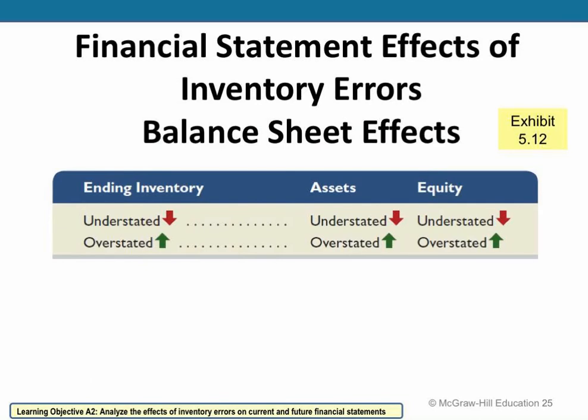And for the balance sheet effect, understating the ending inventory is also going to understate our total assets, which, with liabilities being set, will have the effect of understating the amount of equity that we're holding. And the converse is also true: overstating the ending inventory would overstate the assets, and then overstate equity.